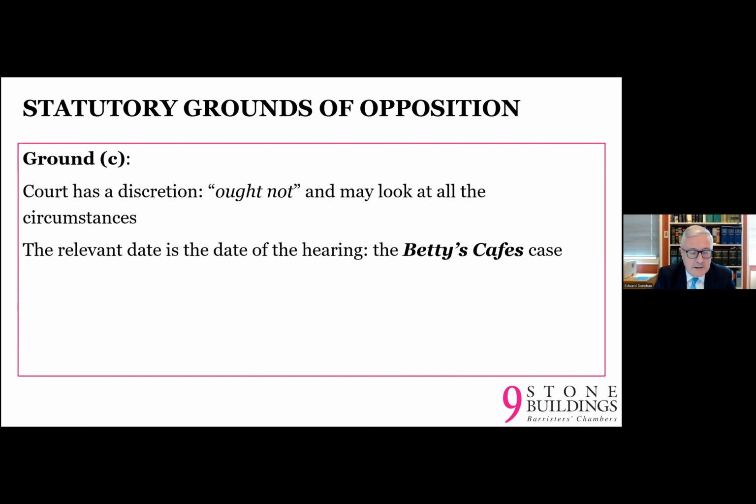The court again has a discretion under C, ought not to, and may look at all the circumstances. And again, good old Betty's Cafe case supports the proposition that the ground of opposition has to be made out at the date of the hearing. So those are the bad tenant grounds. We now seamlessly slip into those grounds which are available to the landlord, irrespective of the conduct of the tenants.